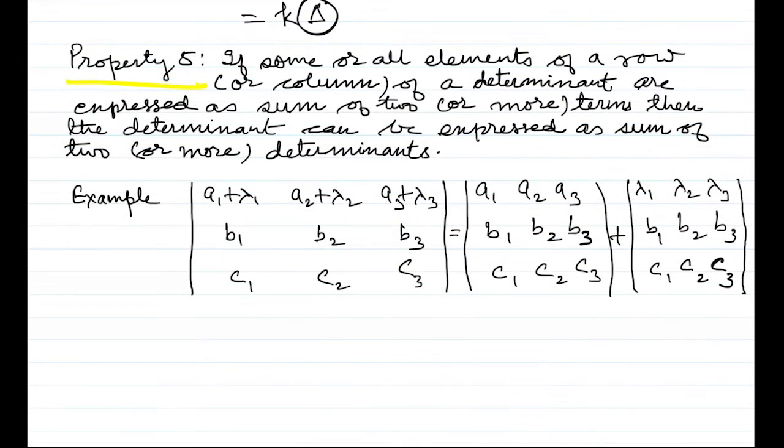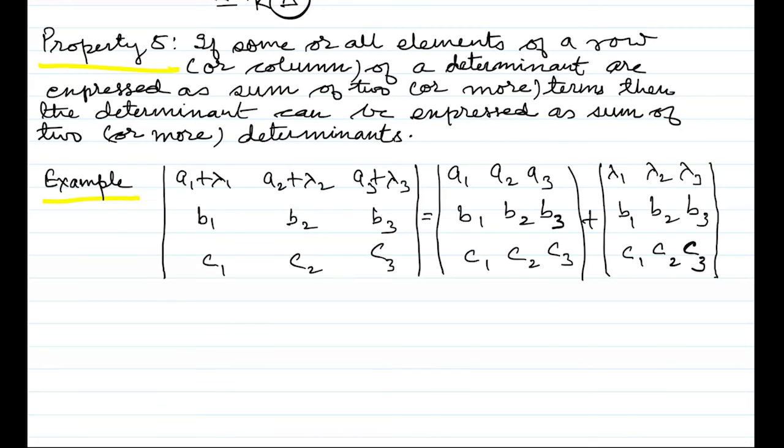Now, property 5. If some or all elements of a row or column of a determinant are expressed as the sum of two or more terms, then the determinant can be expressed as the sum of two or more determinants. For example, on the right hand side we have a determinant whose first row is a1 plus lambda 1, a2 plus lambda 2, a3 plus lambda 3. Second row is b1, b2, b3. Third row is c1, c2, c3. This can be split into two separate determinants whose sum is equal to this given determinant.